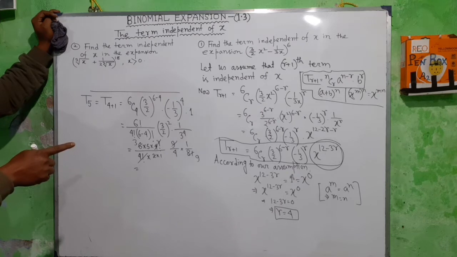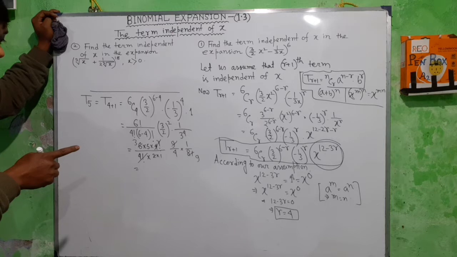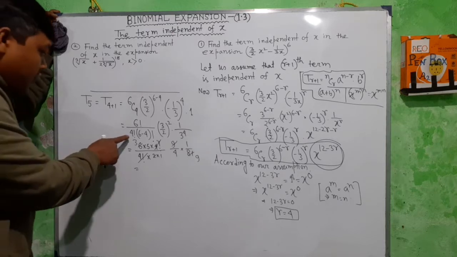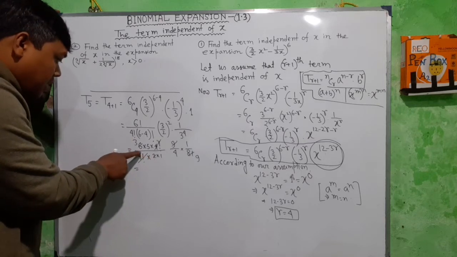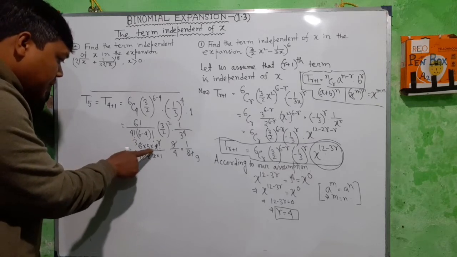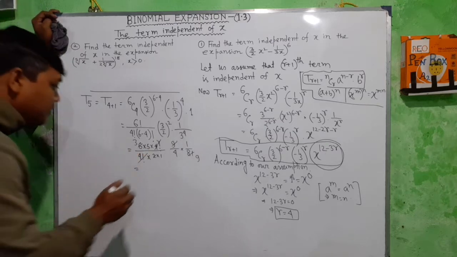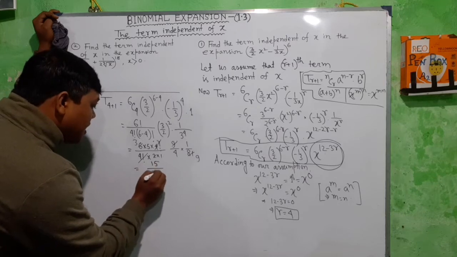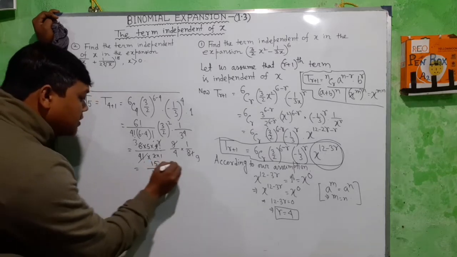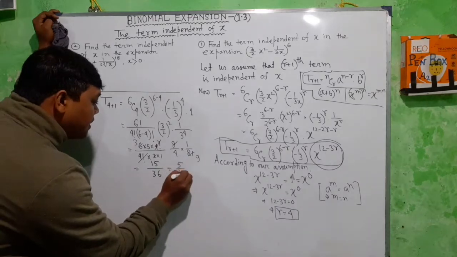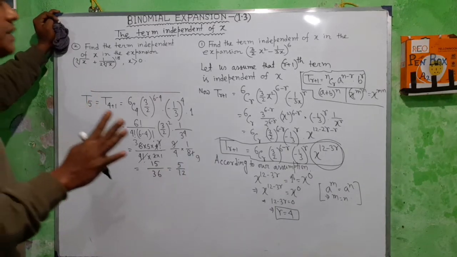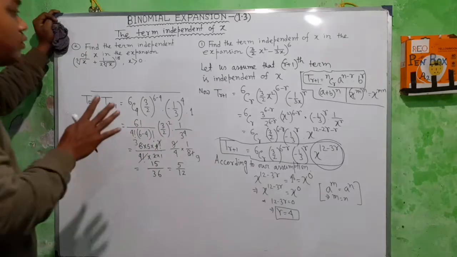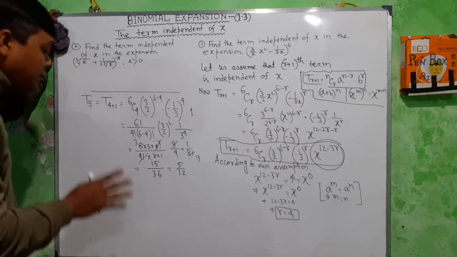6C4 means minus 1 by 3 whole to the power r, and I have gotten r equals 4 and put the value, 4 factorial, that is 2 factorial, and 2, 3, 6, and 4 factorial cancelled. You will get 15 by 36. After some calculation, if we divide by 3, we will get 5 by 12. So the fifth term is independent of x and the value of the fifth term is 5 by 12.